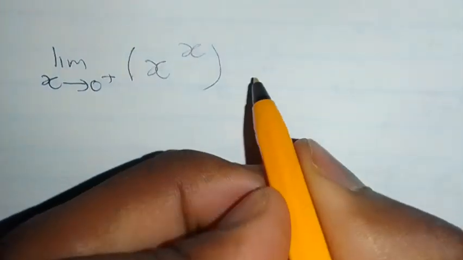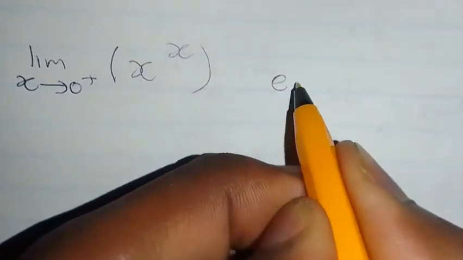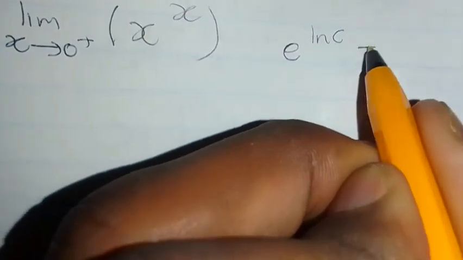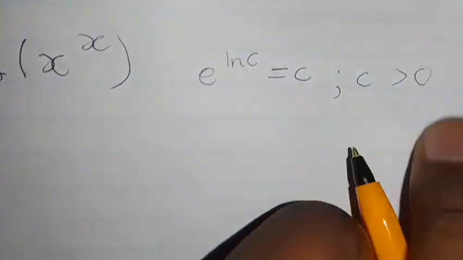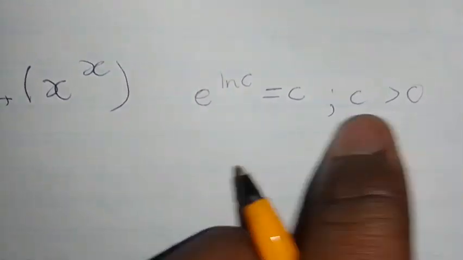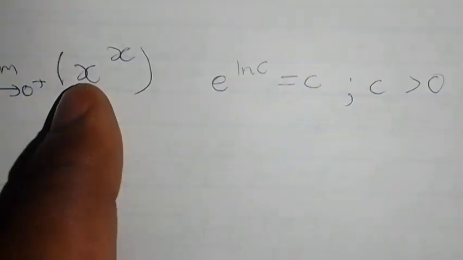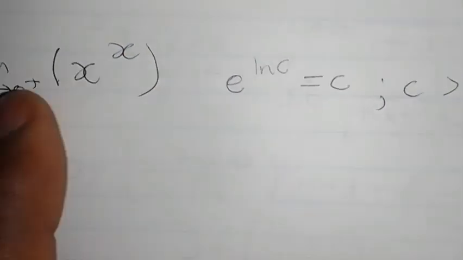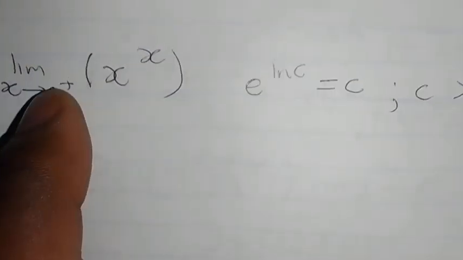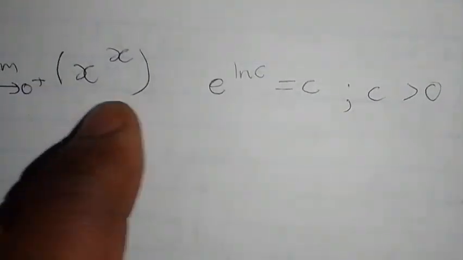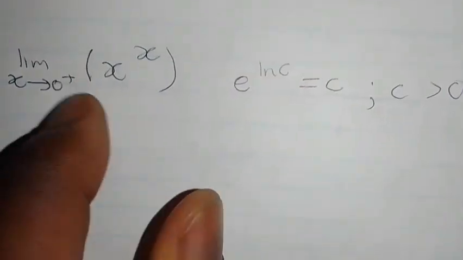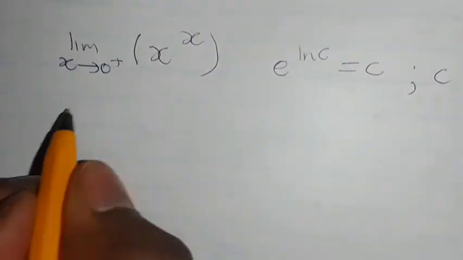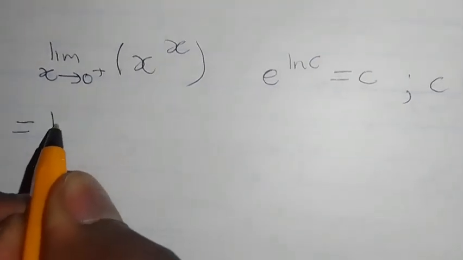Okay, so how I'm going to solve this, remember that e to the power ln c is equal to c, where c is greater than 0. So we'll have to make that assumption. But of course, now c, which is just going to be x to the power x, is going to be positive because we're approaching it from the right. As long as it's positive, and it is, we can apply this condition because we're approaching this from the right. So that means we'll have a positive value of that, so we can use that formula now.